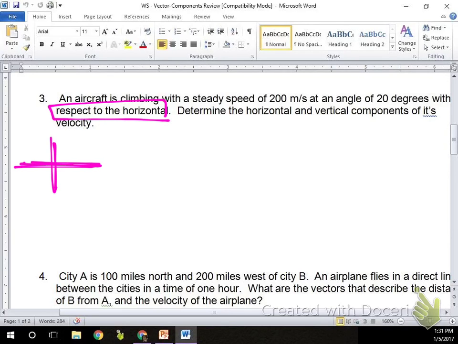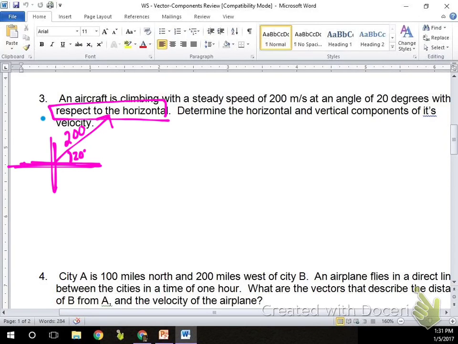Okay, here's our origin, here's our starting point. When we draw an angle with respect to the horizontal, that means we look at the positive x-axis, the positive horizontal axis, which would be here. And we draw our angle up from there. So it's always north of east. So with respect to the horizontal means it's always north of east. So this angle would be 20 degrees. This would be 200.